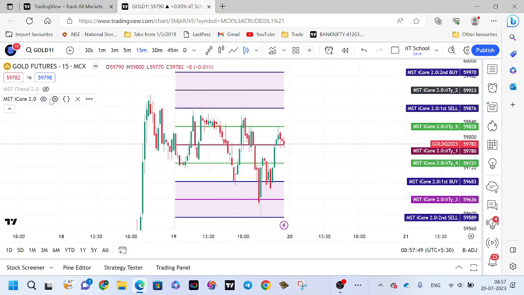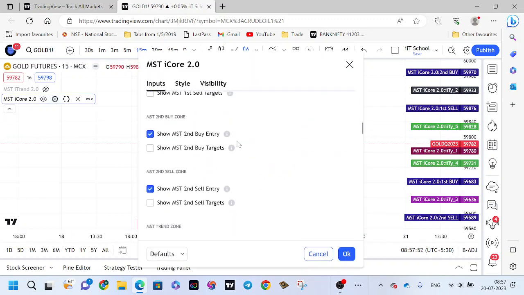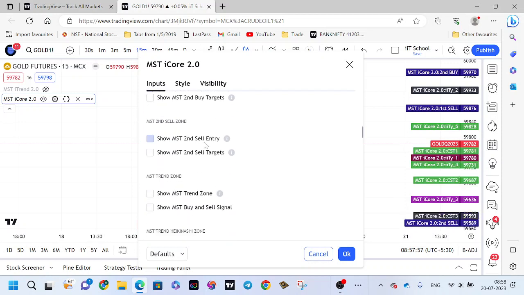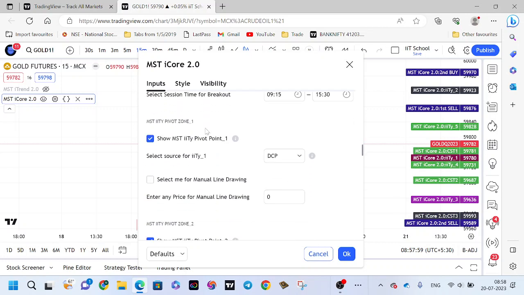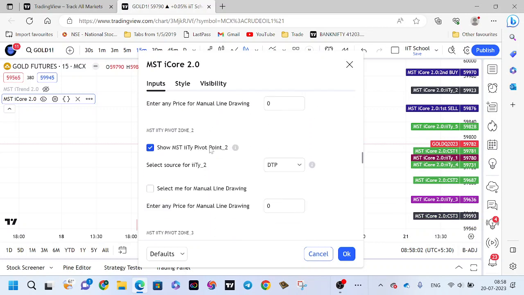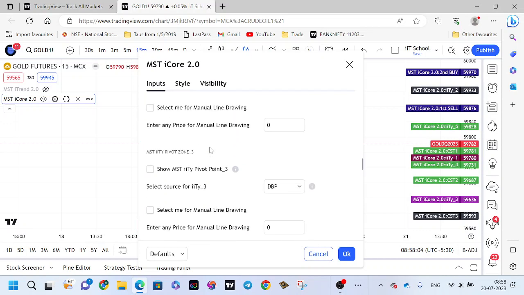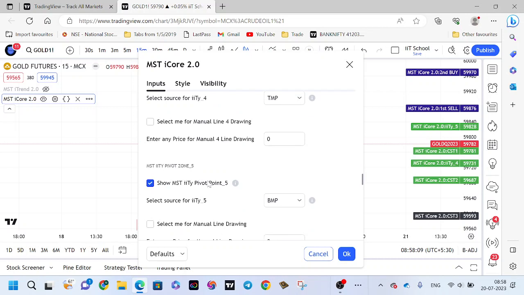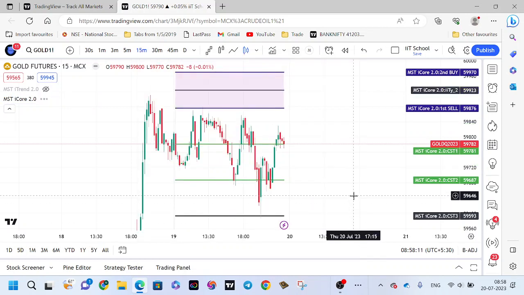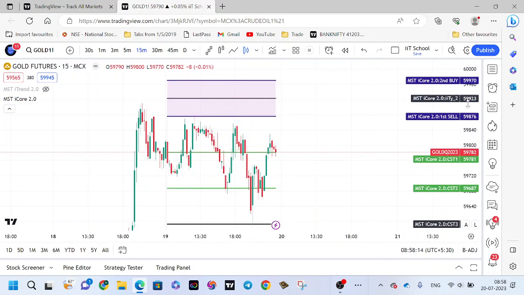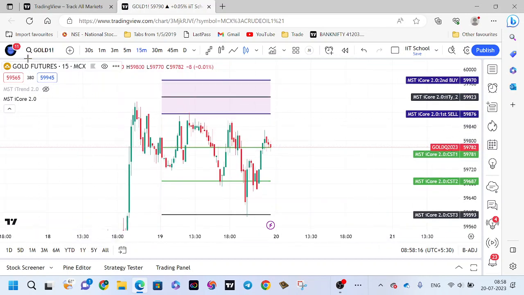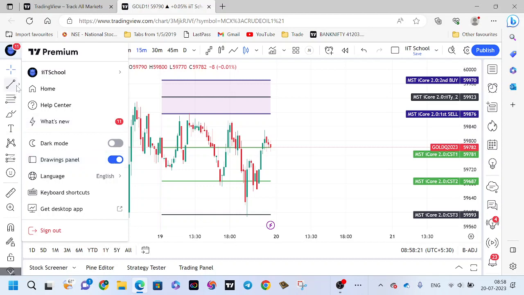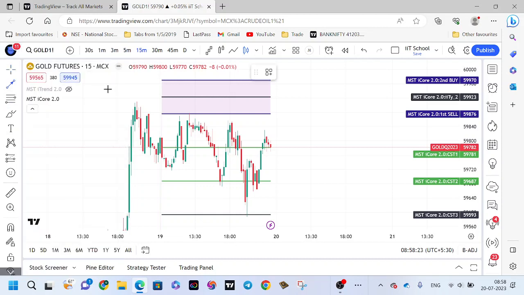So once sell activated, we have to remove the buy. So enable first sell targets, second buy, second sell, remove, and you can remove all these extra things. This DTP you can keep. This is the top midpoint. This TMP, this TMP and all you can close. So now you see what has happened. Perfectly we have got the target, perfect entry and perfect target.